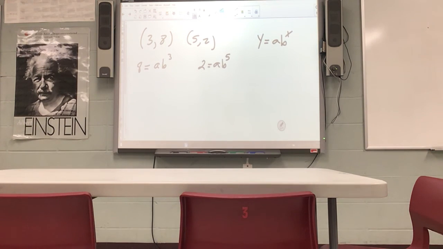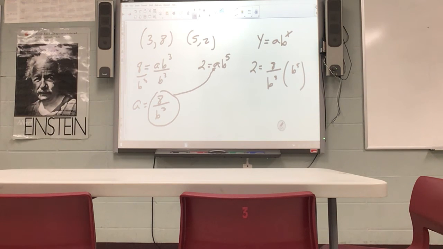Step 2 is to solve one of those for A. So which one do you want to solve for A? Just want to do this one on the left, because that's what we always did. So divide, but instead of dividing by B, we're dividing by B cubed. That's okay. A equals 8 divided by B cubed. So then our third step was we took what A was and substituted it in for the A in the other equation. So we would have 2 equals 8 divided by B cubed times B to the fifth.